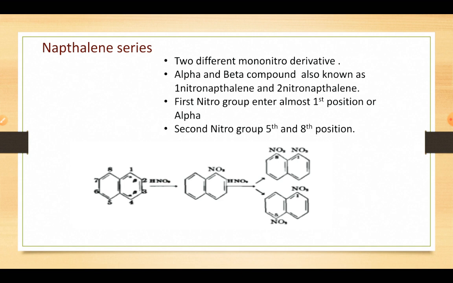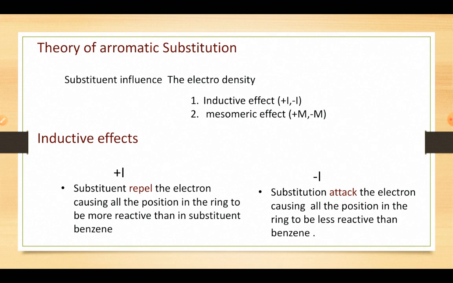This compound is the alpha, and again we add nitric acid, and the NO2 groups attach at the fifth and eighth positions. The product formed is the beta compound. Theory of aromatic substitutions.